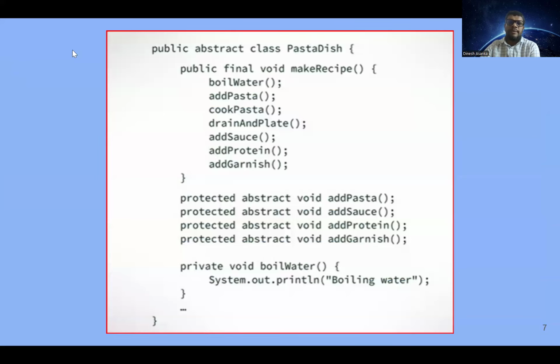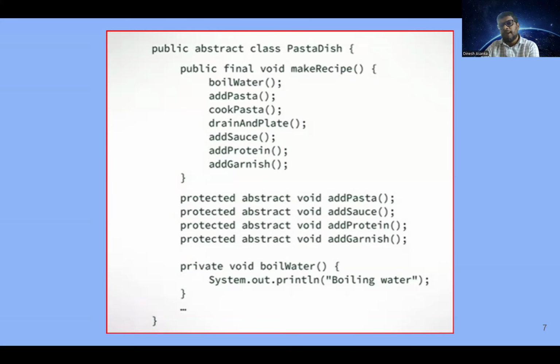Right. So this is an abstract class, which means you can have concrete methods as well as abstract methods. Here you have something called make recipe. We have a method called make recipe, and these are the steps for that method: boil water, add pasta. Add pasta, add sauce, add protein, add garnish are abstract methods, whereas boil water is a concrete method here, which means this method is implemented in the pasta dish class.